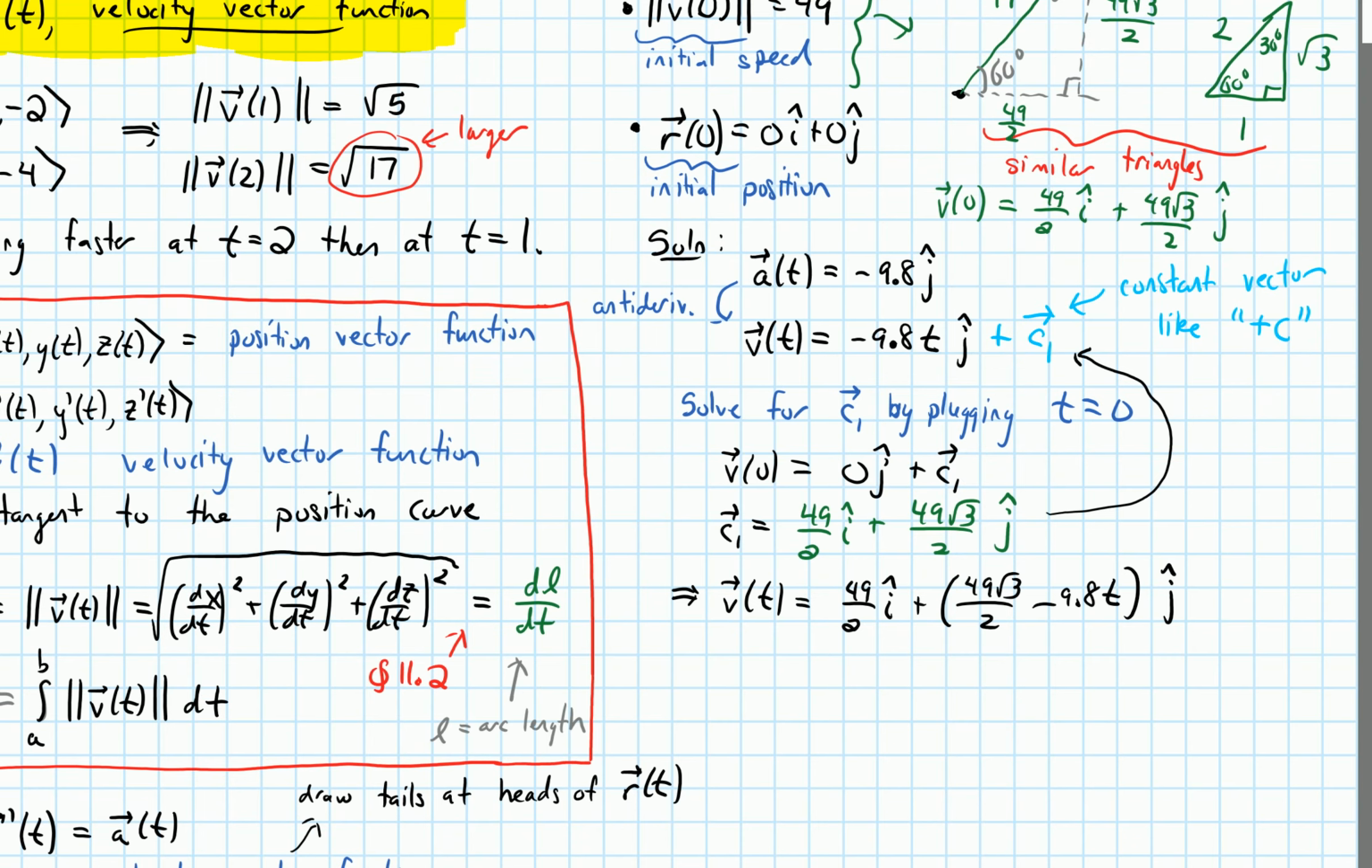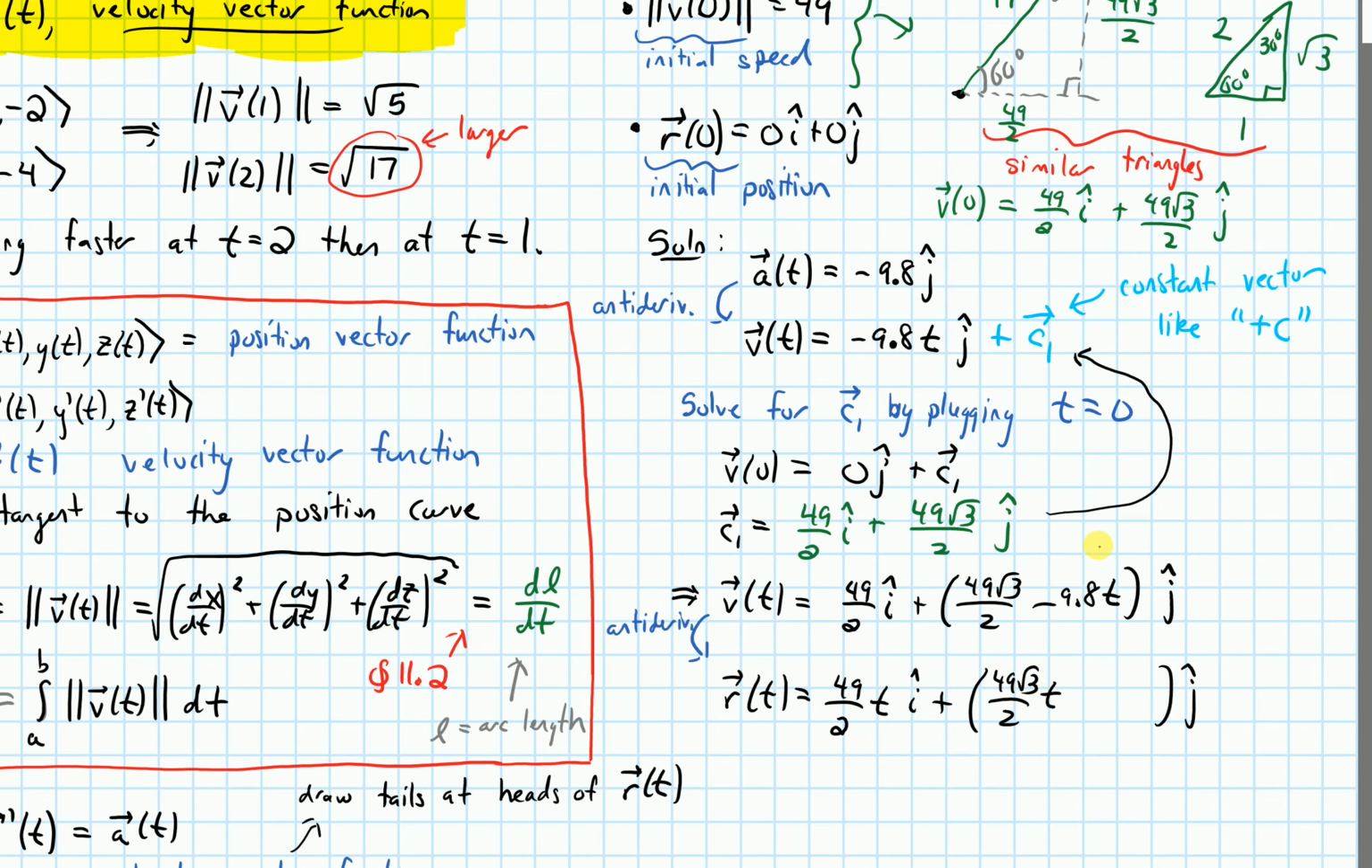Well, we need to get a position, so let's take the antiderivative one more time. Now we'll get the position function. So we take this antiderivative component by component first. For 49 over 2, we'll get 49 over 2t i hat. And then for the j hat term, the antiderivative of the 49 root 3 over 2 is 49 root 3 over 2t.